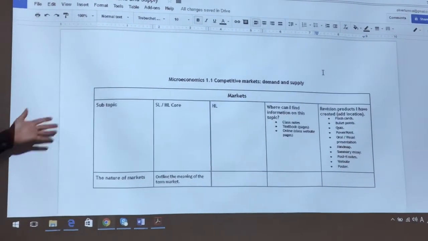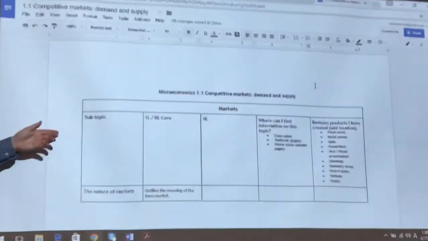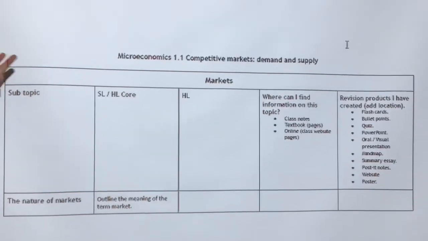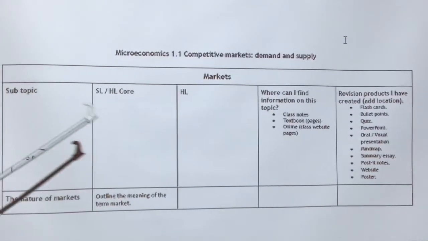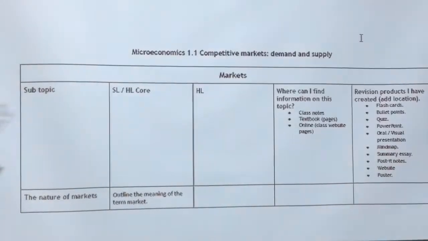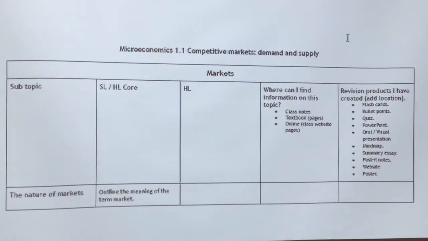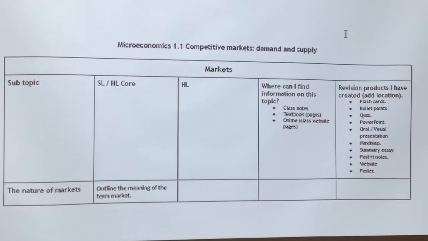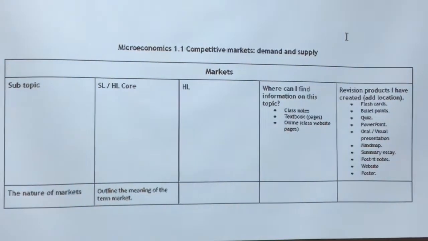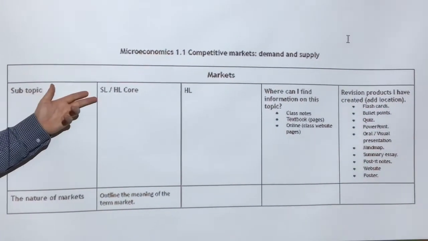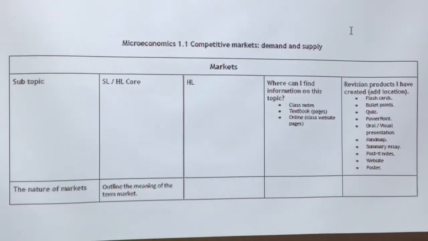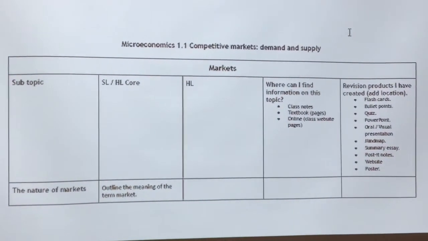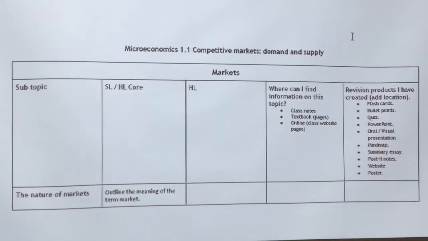What I've done here is create a table. You might need to come closer to show the lettering. So we've got 1.1, competitive markets, demand and supply. The first thing on the guide is markets. In markets, you're going to get subtopics. Some of the topics have up to 9 subtopics, I believe, in economics part 1, and some of them just 1. So make sure you know what a subtopic is, whether it's SL or HL. You obviously know if you're doing SL or HL, so I've separated those.